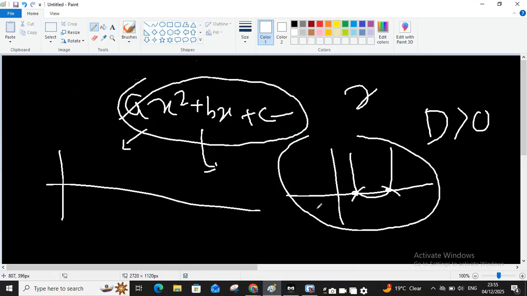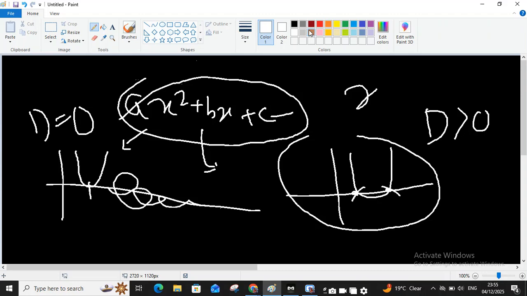Sometimes the graph may look this way. Only one root is available. In this case, the D is equal to 0. We'll be coming to D a bit later, so wait for some time, guys.